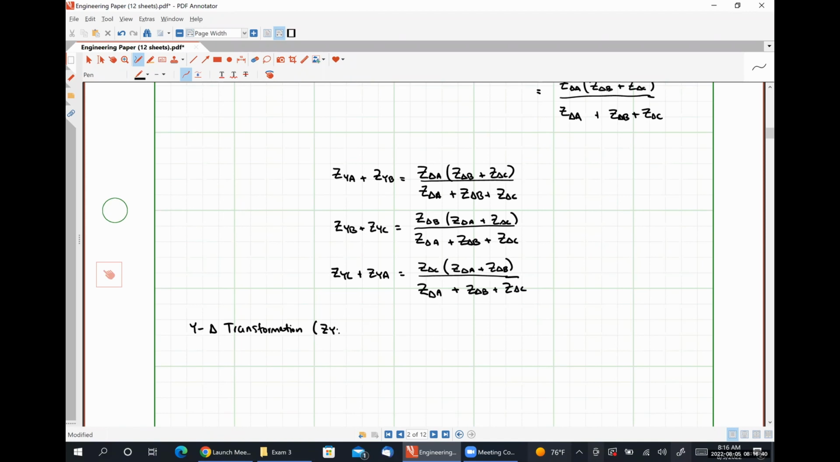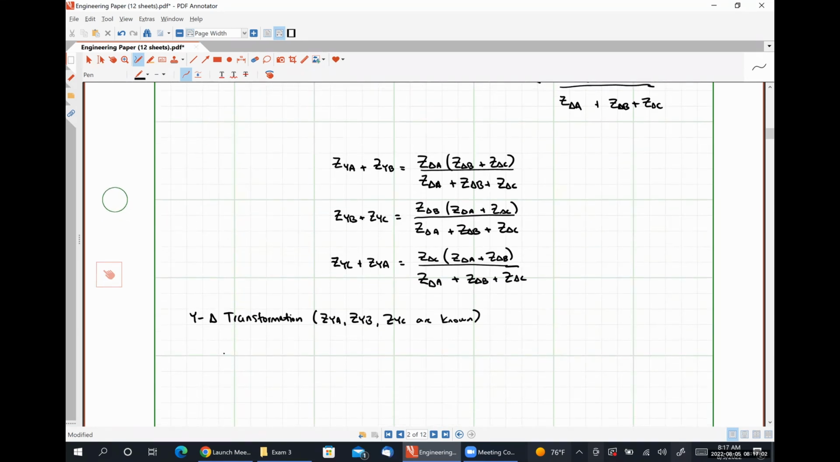Here ZYA, ZYB, and ZYC are known. So if we solve our system of 3 equations where we're considering ZYA, ZYB, and ZYC to be known quantities, what we will find is that Z delta A is equal to ZYA times ZYB plus ZYB times ZYC plus ZYC times ZYA, all over ZYA.